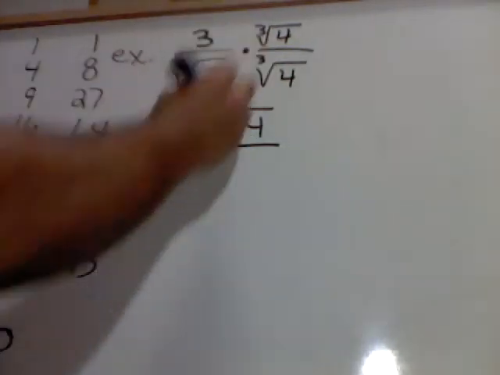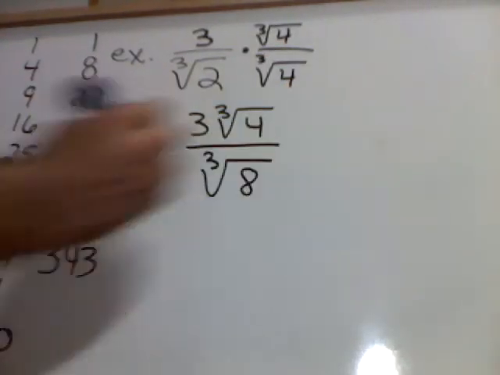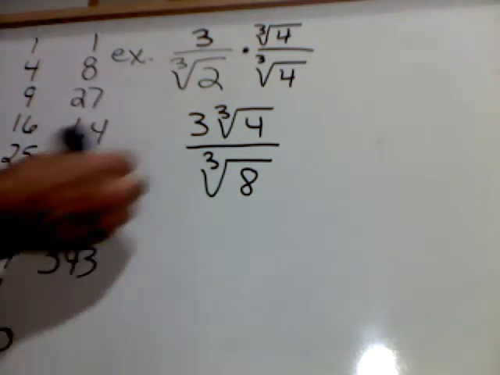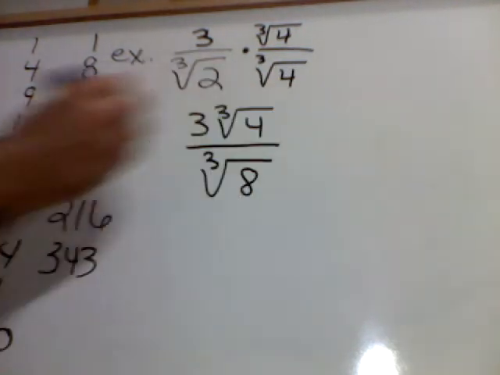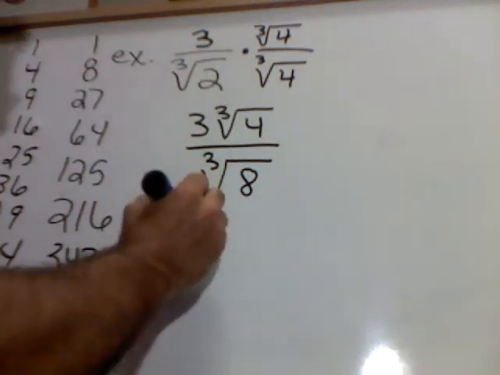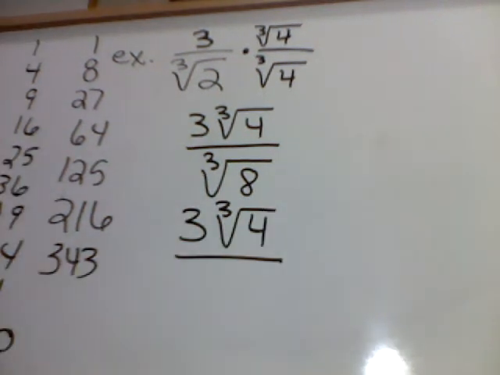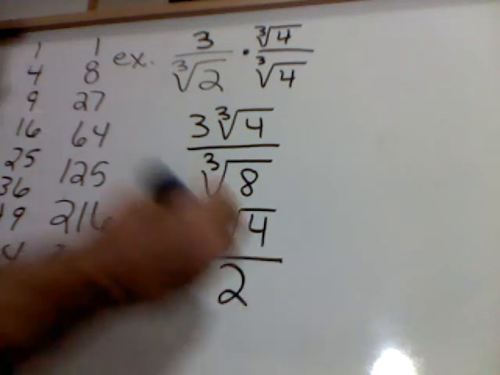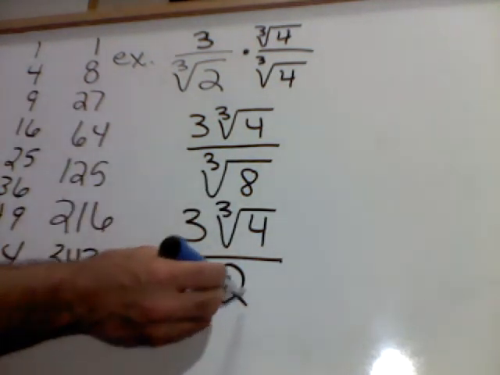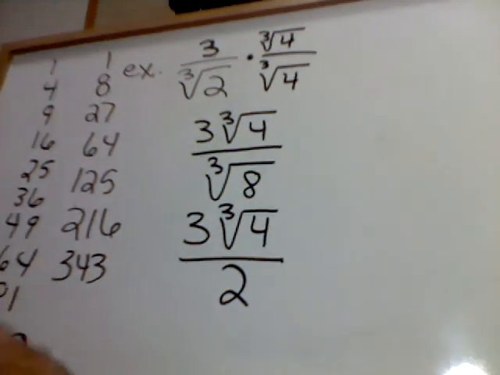Now, on the bottom, I have a cube root. 2 times 4 is 8. I can't do anything on top. 4 is a perfect square, but it is not a perfect cube, so it stays under the radical. But I know the cube root of 8, and that is 2, since 2 is the number that times itself 3 times gives me 8. And that is our final answer.